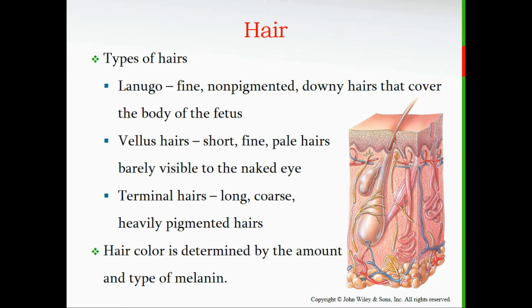Vellus hairs are short, fine, pale hairs, barely visible to the naked eye. And then you have terminal hairs. These are the hairs that we can see. They are long, coarse, heavily pigmented hairs. So the hairs that you would have on your scalp and your legs and so on. And gentlemen, later your chest hair and, of course, your facial hair after puberty, naturally. Hair color is determined by the amount and type of melanin. So melanin not only gives us color to the skin, but it also will give us color to the hair.